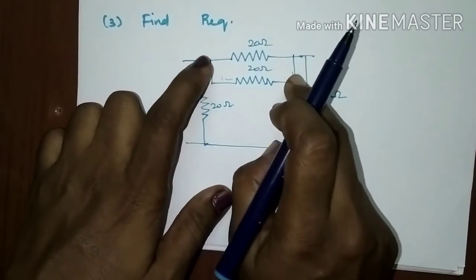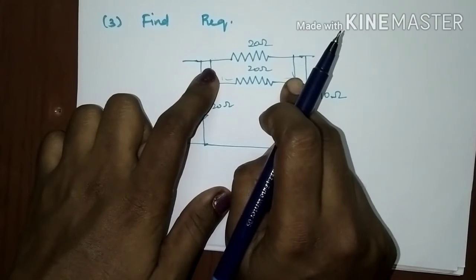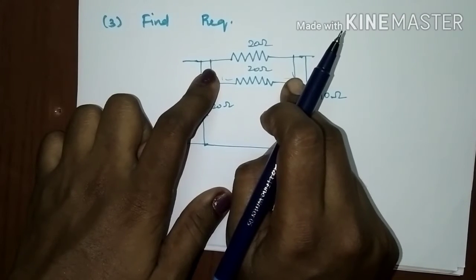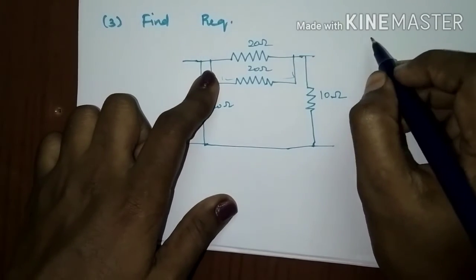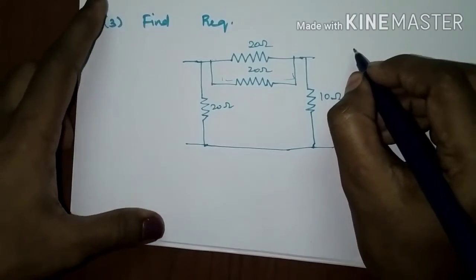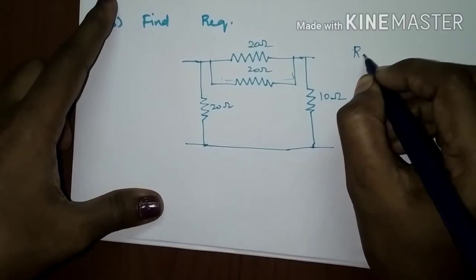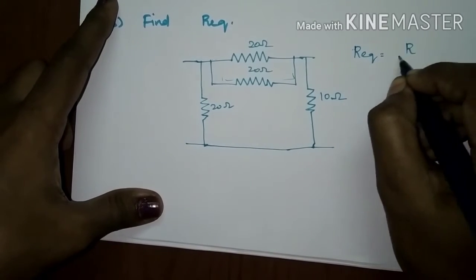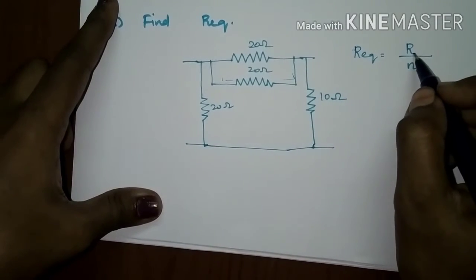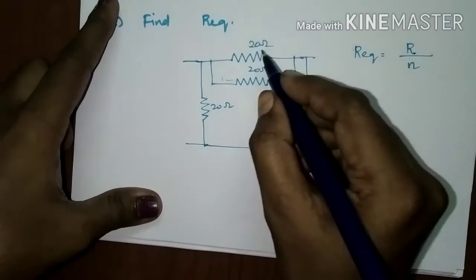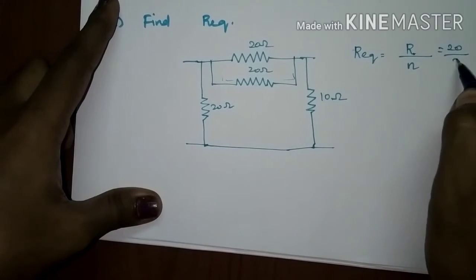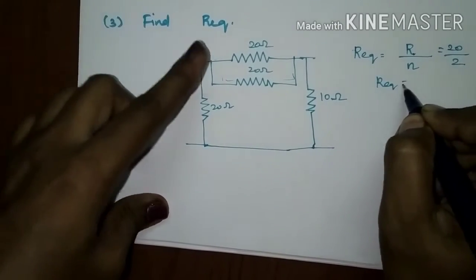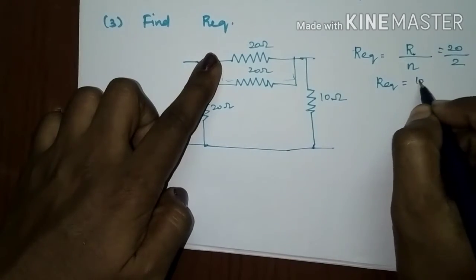If parallel resistances are connected, then we have to use the formula that 1 by R equivalent is equal to 1 by R1 plus 1 by R2, or we can use the shortcut also which I have given in the last problem. So, R equivalent will be equal to R divided by N if the value of R is the same for all the resistances which are connected in parallel. Here R is equal to 20 ohms connected twice. So, we can write 20 divided by 2. So, R equivalent in this branch would be equal to 10 ohms.